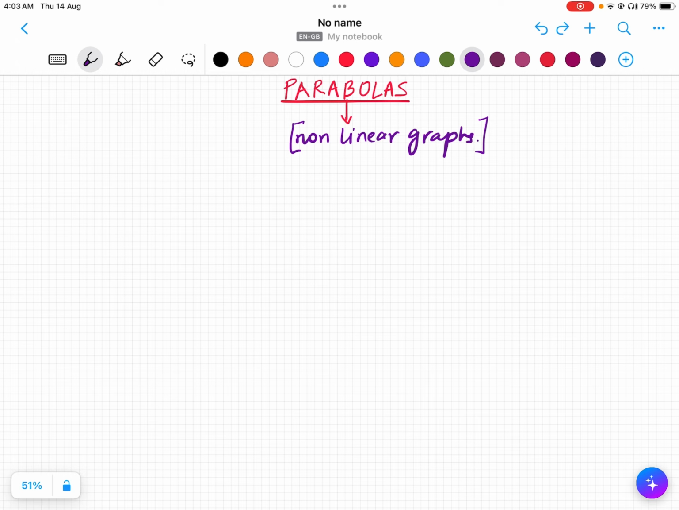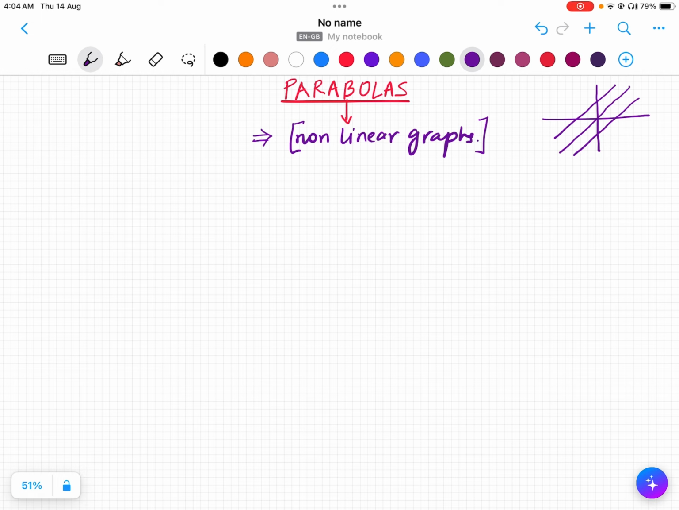Today with me, you're going to learn about non-linear graphs, which are parabolas. So what are parabolas? Parabolas are the simplest non-linear graphs that you will learn in your education. Now here we can see that non-linear graphs would correspond to a graph that would not look like this or this or this, because these are all linear graphs. So what will it look like?